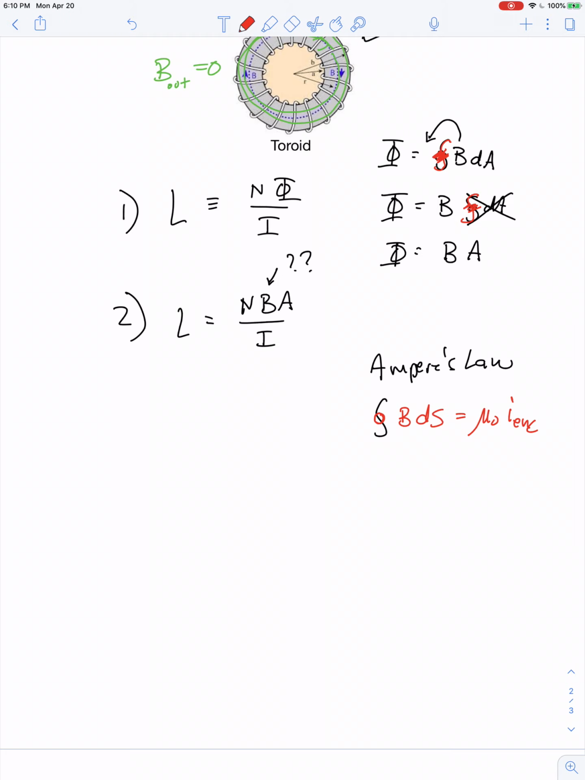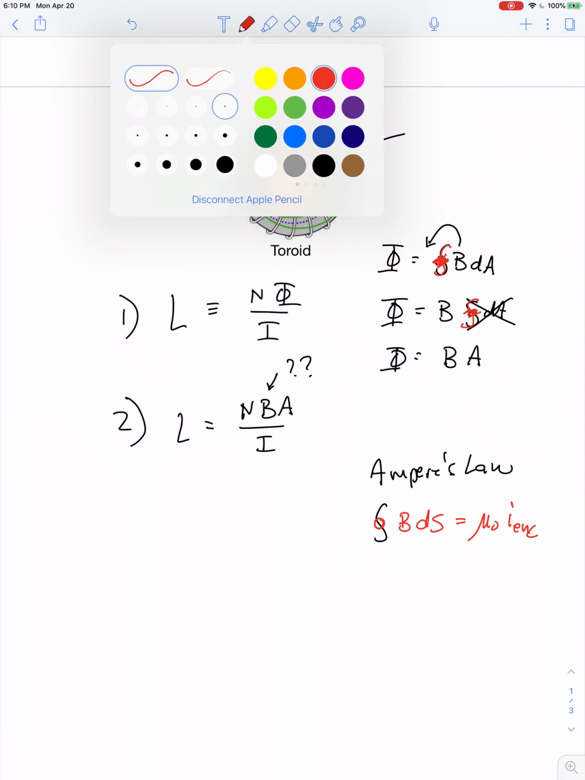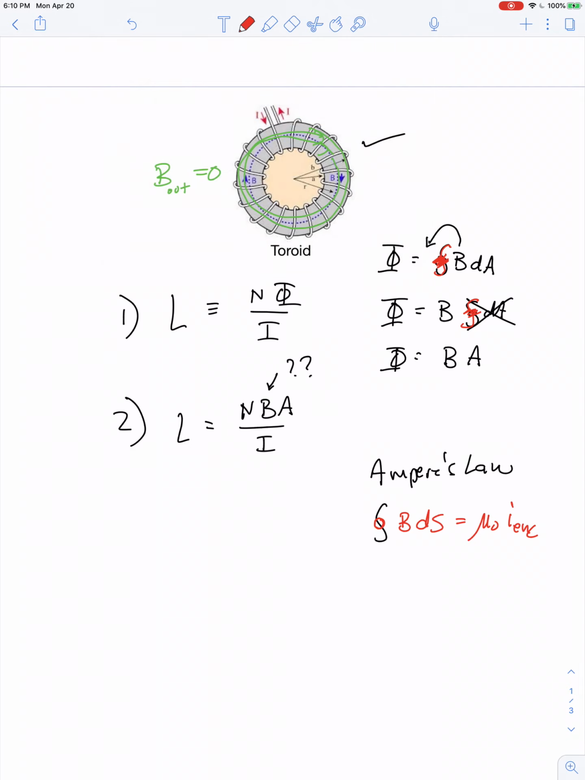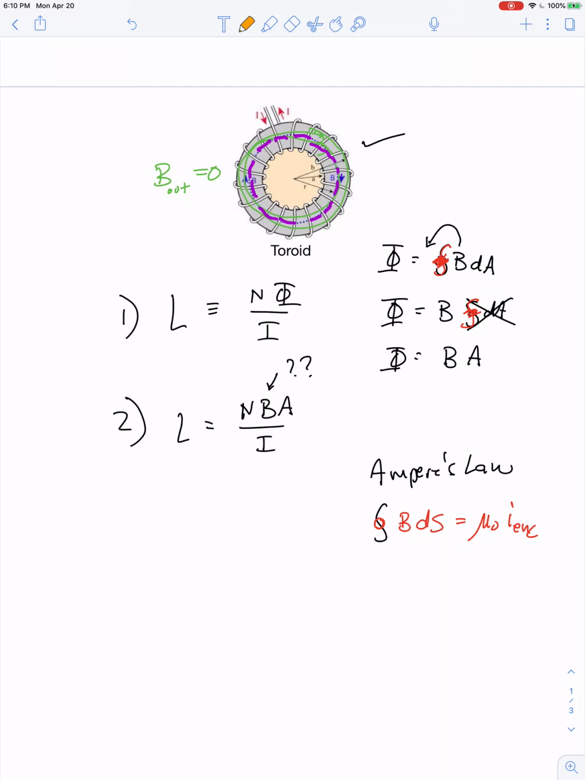Okay, so we need to make an Amperian loop for our toroid. Let's see if I can make this stand out. Let's use bright purple here. Oh, there we go. That's my Amperian loop. Okay, well, the magnetic field lines, I've already drawn them in green. Let me draw them again in orange so they stand out.